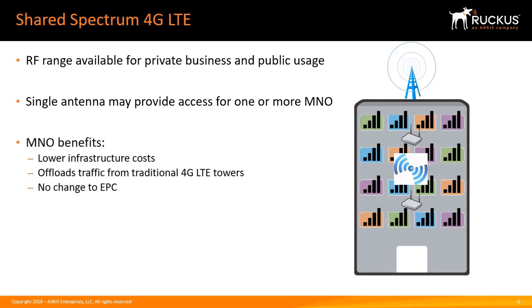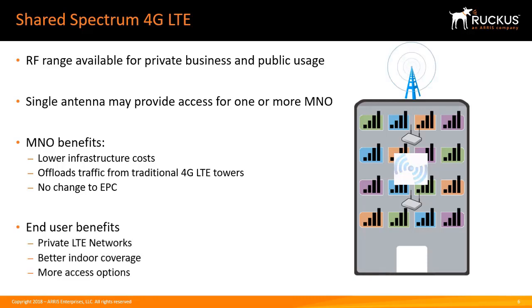For the MNO, the benefits include the potential lowering of infrastructure costs associated with maintaining multiple individual networks. It offloads traffic, particularly indoor traffic, from traditional 4G LTE towers, and because the modification is only to the radio access network, or RAN, there is no change to the existing EPC. The end user benefits from the ability to create private LTE networks for better indoor coverage and more methods available for mobile network access.